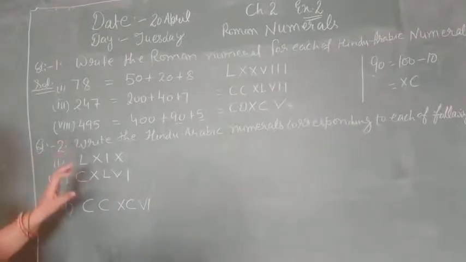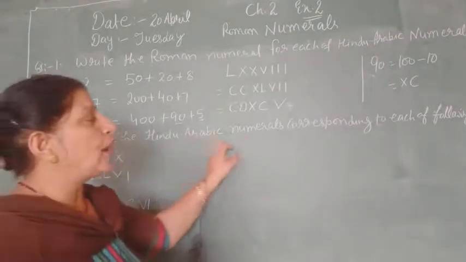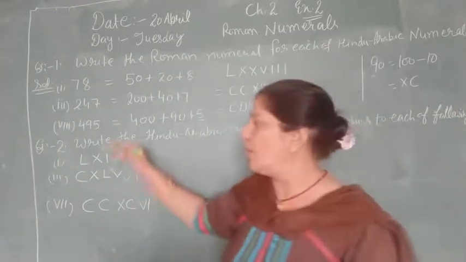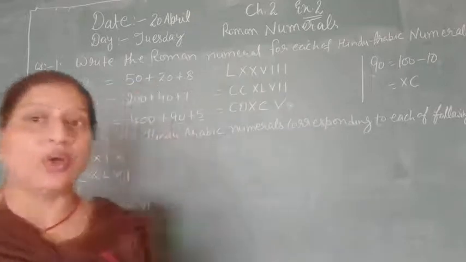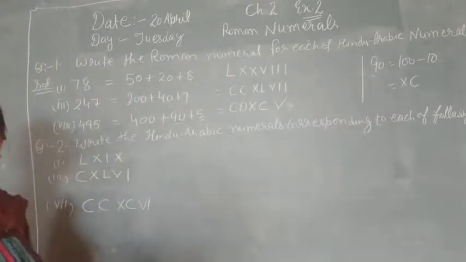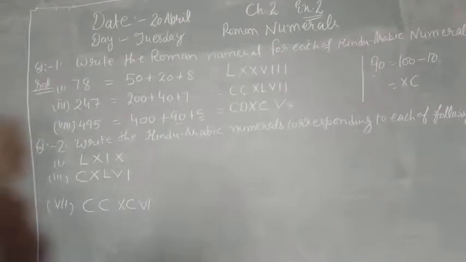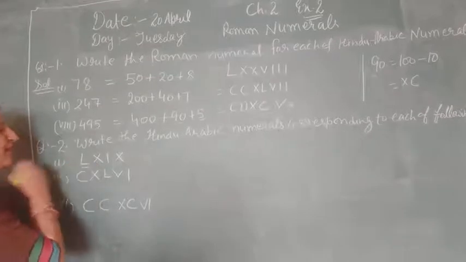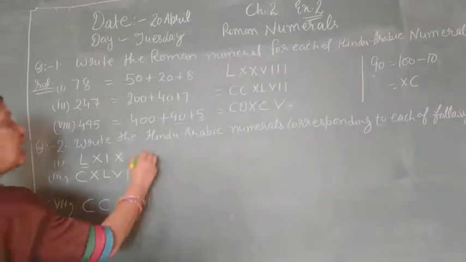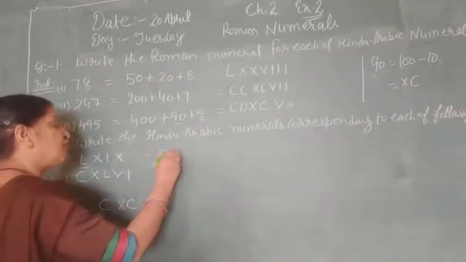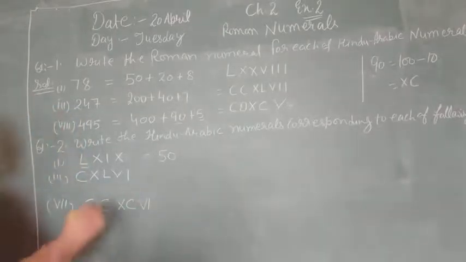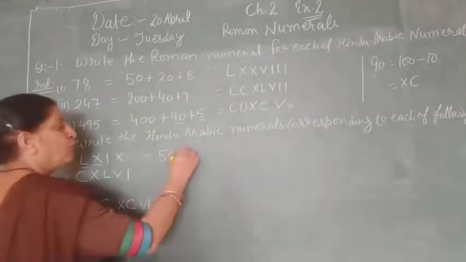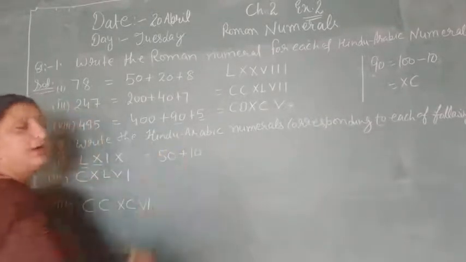Now we start our next question, and in the next question we write the Hindu Arabic numerals corresponding to each of the following. You are given the Roman numerals and you have to convert them into Hindu Arabic numbers. So let us start our first part. Here we see that the first symbol is L, and we know that L is used for 50. So we write here 50. Now we see the next symbol is X, and X represents 10. So we write here 10.